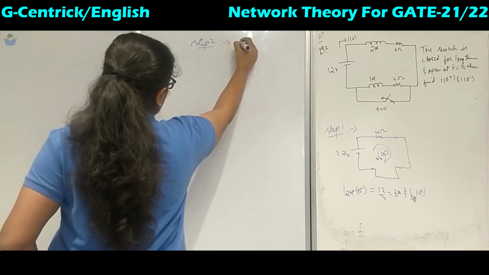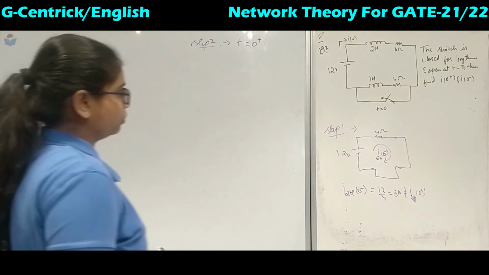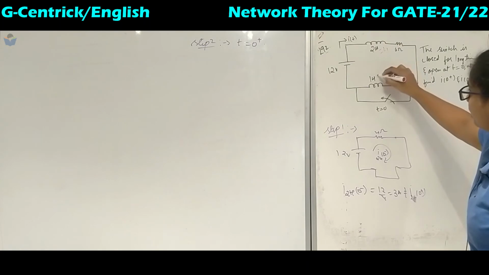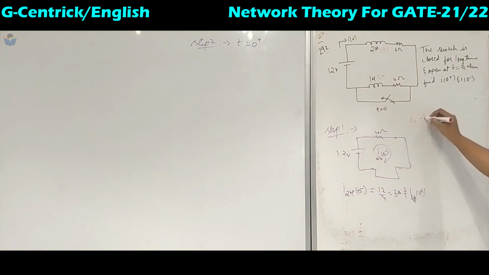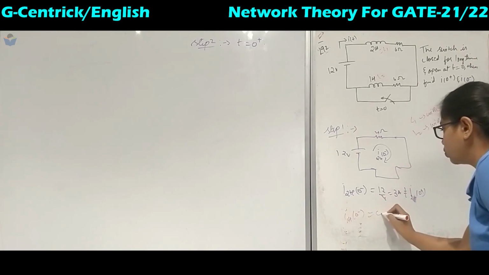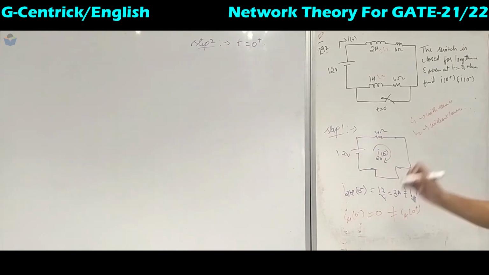Step 2 at t equal to 0 plus. So now what happened till now? We have seen that at 0 minus, we will take this as L1 and this as L2. So L1 is with source, L2 is without source. Okay, so when it is without source, I of 1 Henry at 0 minus equal to 0, which is not equal to I of 1 Henry at 0 plus. So we will see how to find this using the constant flux theorem.